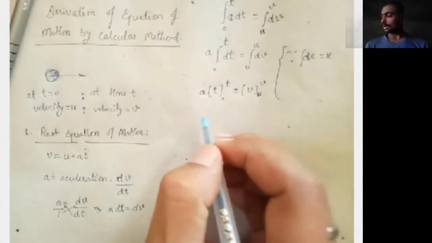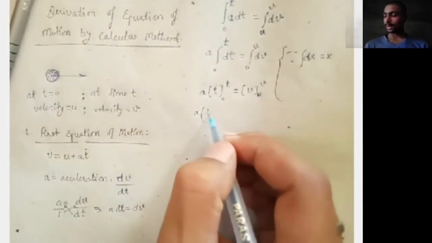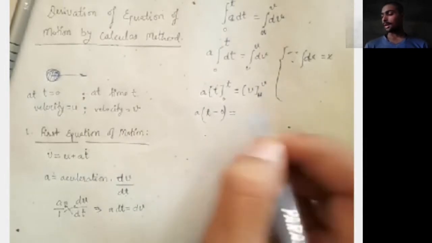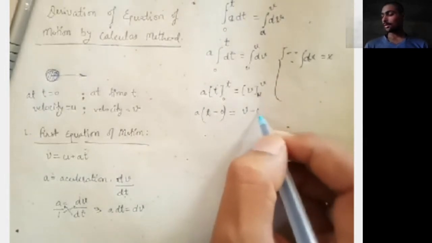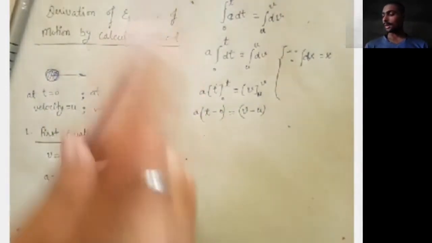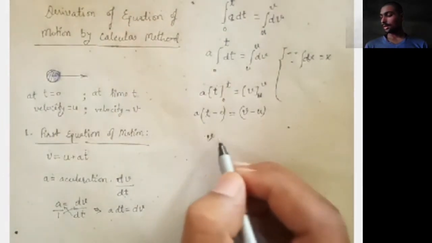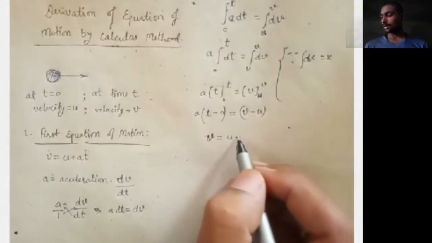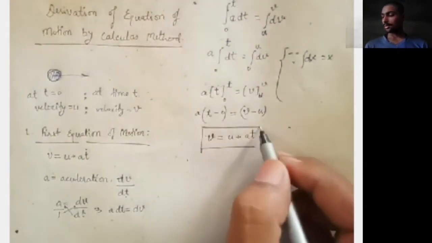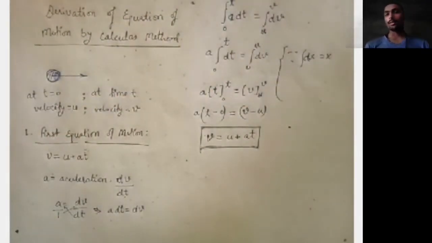Okay, now putting the limit, first we put t in place of t, it will remain t, and minus 0 in place of t, and this is v minus u. We will transfer this u towards the left, then after exchange we get v equal to u plus a t. This is our first equation. I'm sure that you got this whole idea.